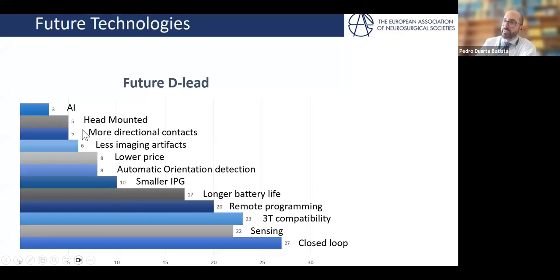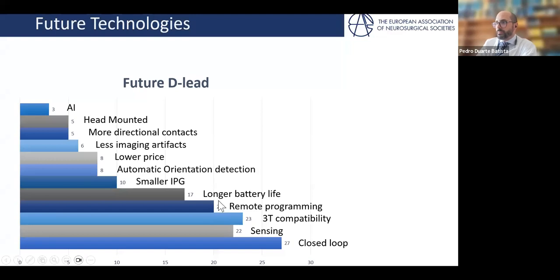Interestingly, we can see here that not many respondents wanted more directional contacts, and we will see that ahead. And AI, it's not a very much wanted technology, at least for now. So it's good to see that the most voted technologies are already on the market, at least with some firms.